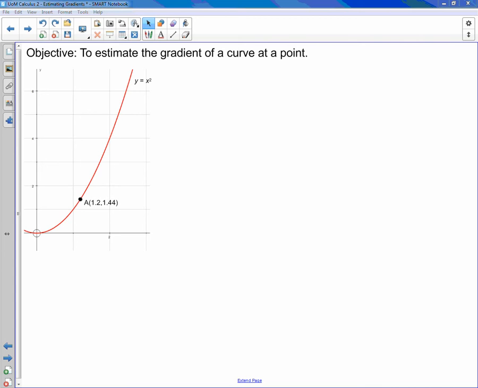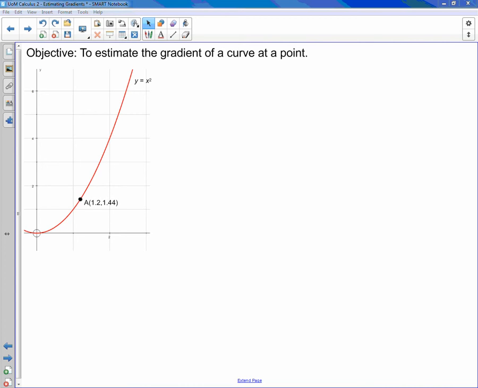This is the second video in my series on gradients of curves, and in it we are going to estimate the gradient of a curve at a particular point. The curve we're going to look at is y equals x squared, and our point A has coordinates 1.2, 1.44.